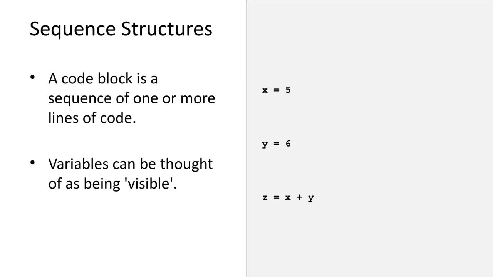When a line of code is being executed, a variable can be thought of as either being visible or not. If it is visible, it is in memory and your line of code can access it. If it is not visible, then it is not in memory, and your line of code cannot access it.